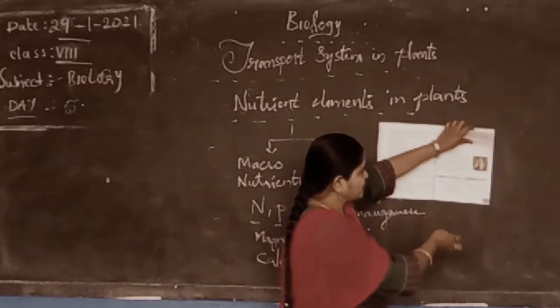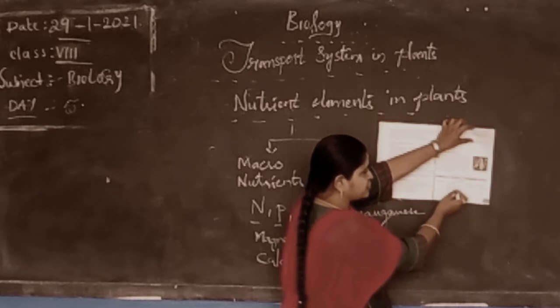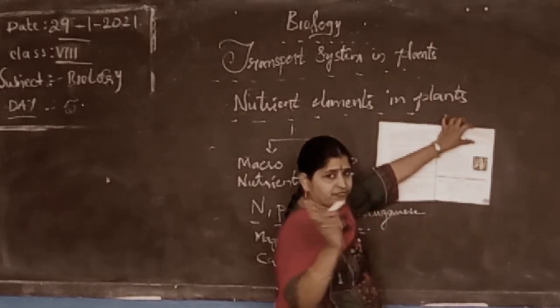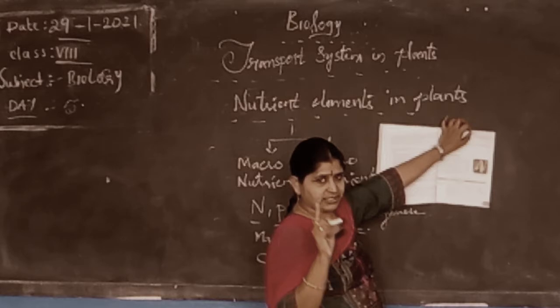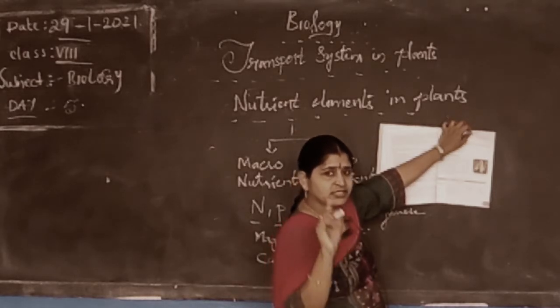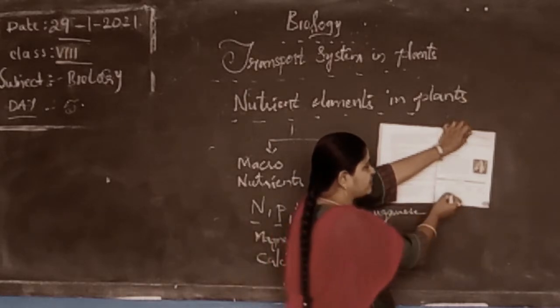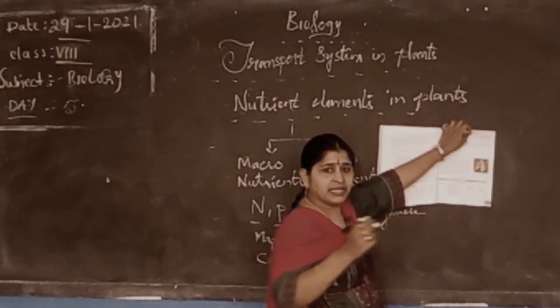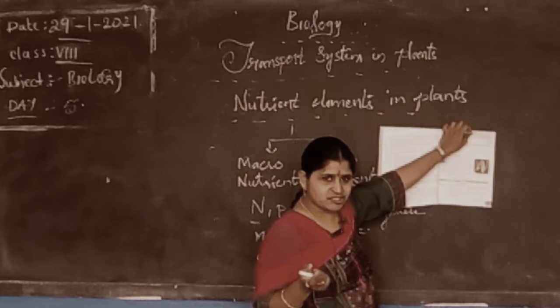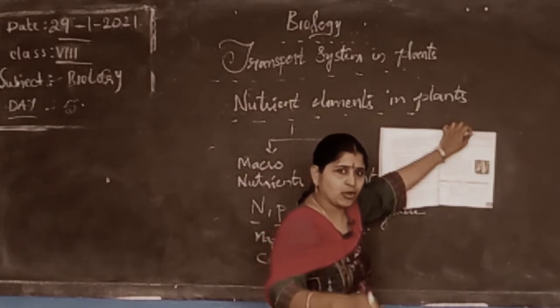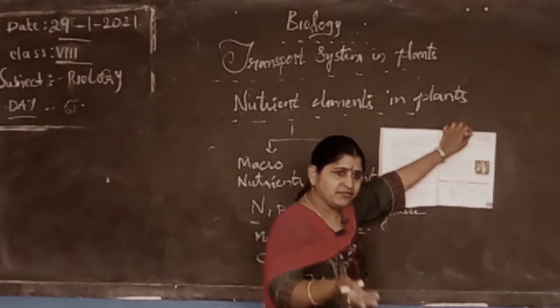See, first one, nitrogen, a major constituent of all types of proteins. Of course, NPK is very important: nitrogen, phosphorus, and potassium. These are the major requirements of the plant. Nitrogen is essential for plant cell division and growth of the plant. Essential for cell division means in order to prolong the species, cells have to be divided.